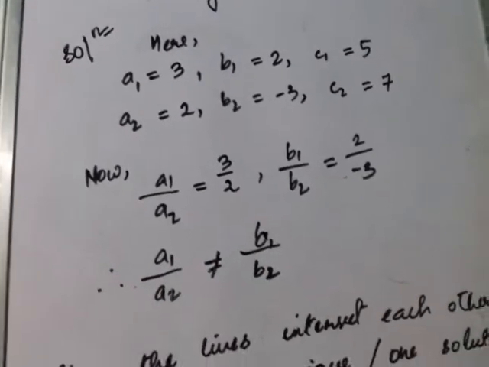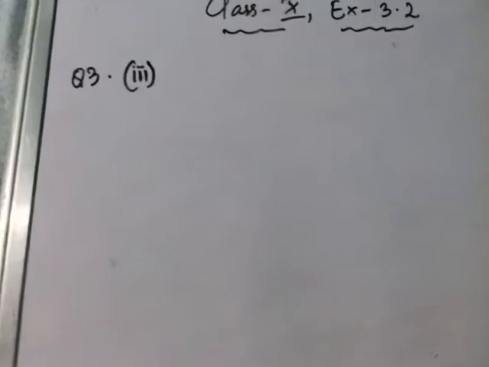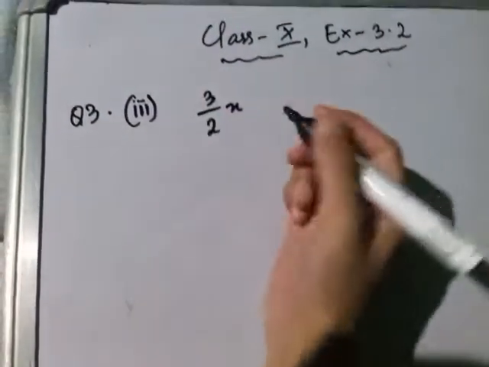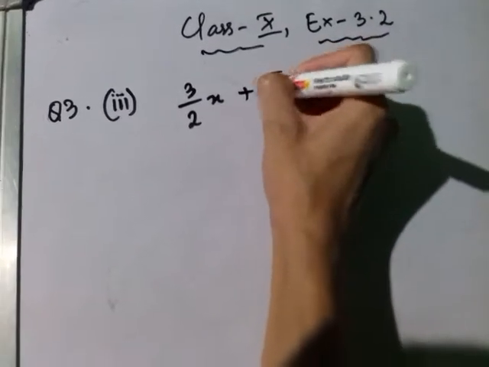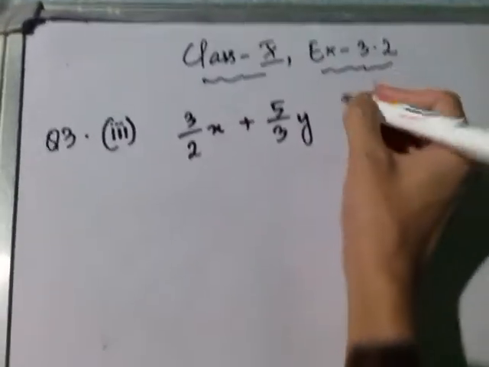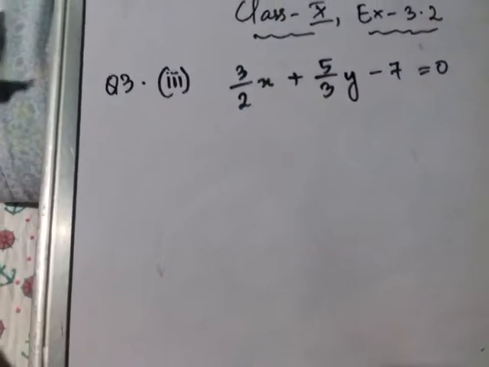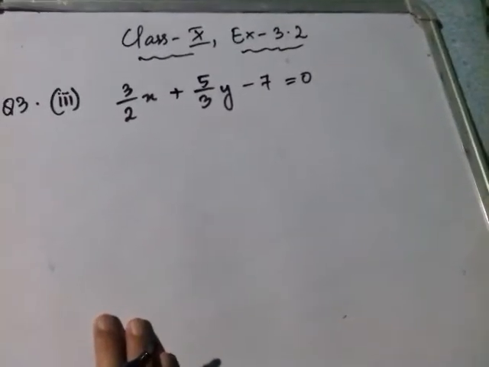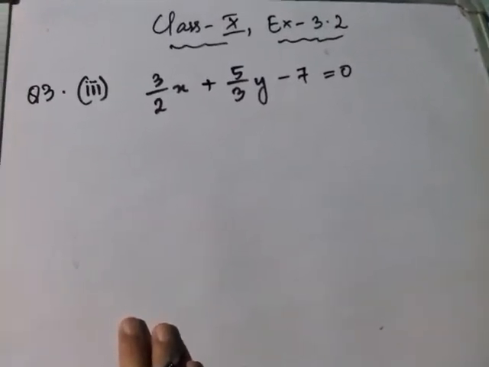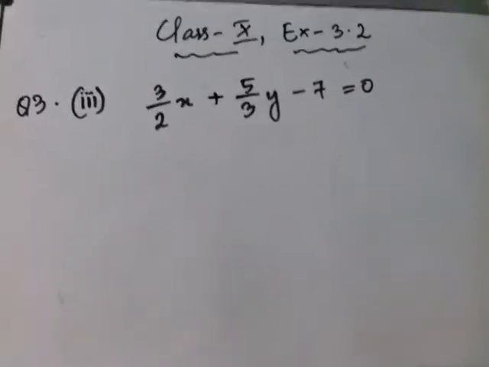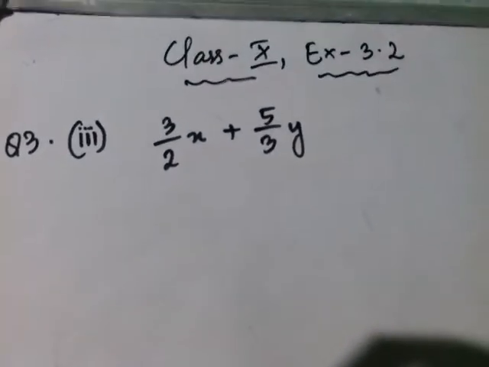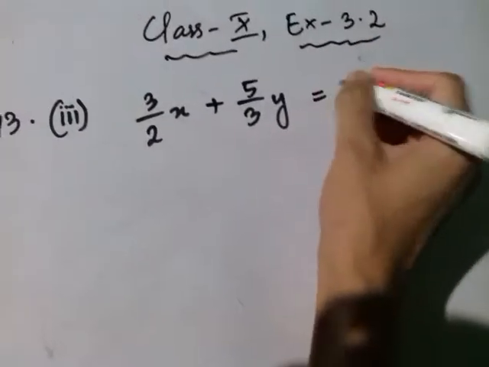Now I will do Roman number 3. So what is Roman number 3? You see here the equation 3 by 2 x plus 5 by 3 y minus 7 equals 0. No, sorry, minus 7 is not the equation, they have written it like that. It will be 7 here.